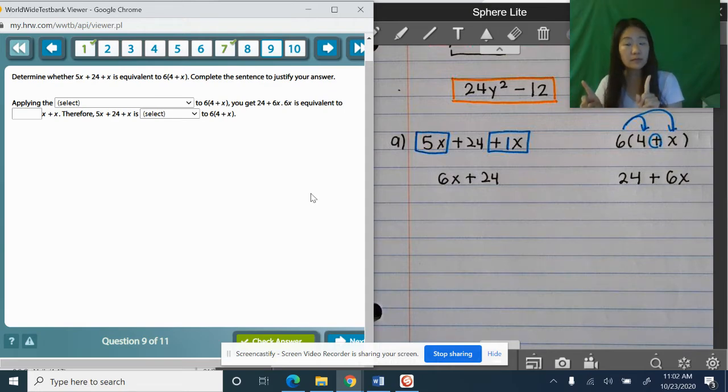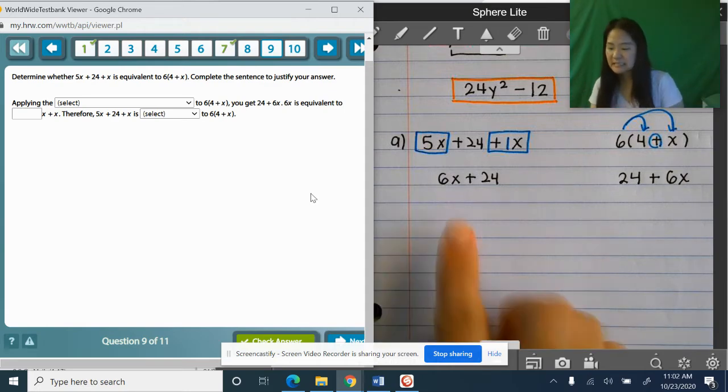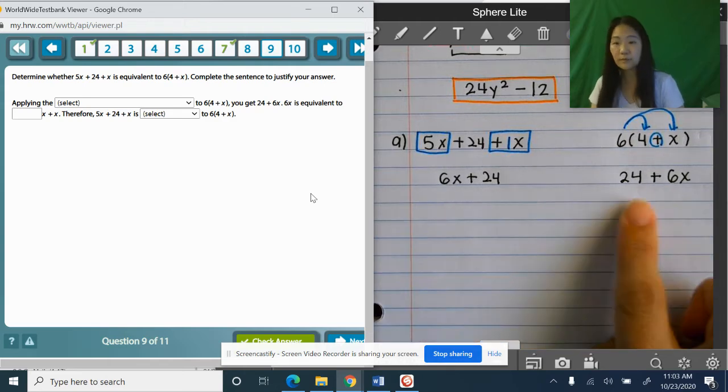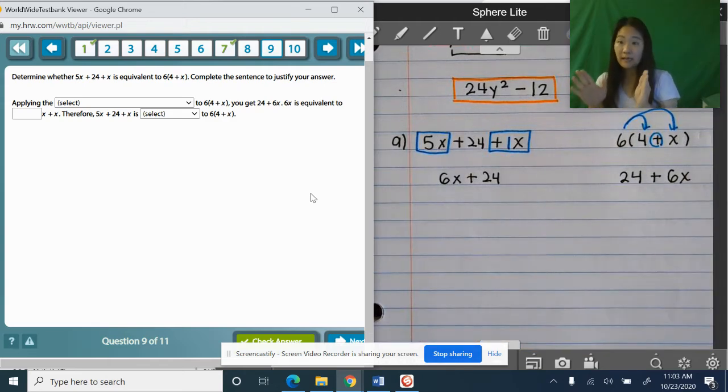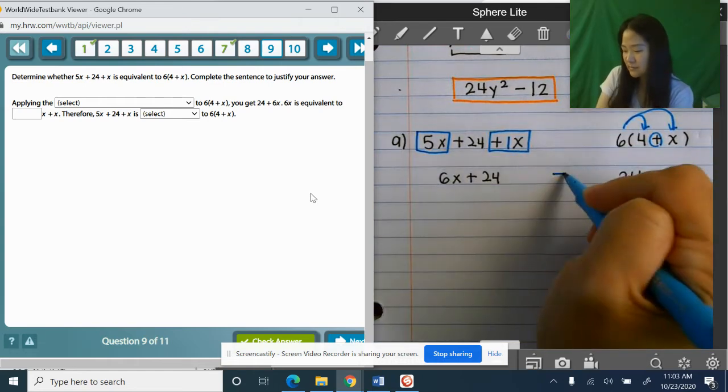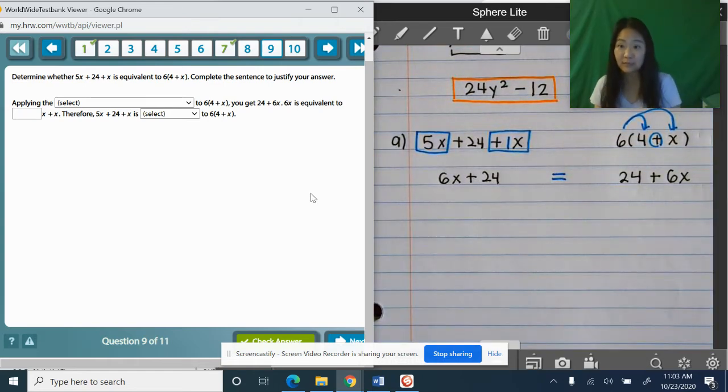The commutative property of addition says 6x plus 24 is the same as 24 plus 6x. When you have a sum of two numbers, you can switch the order and it doesn't change the answer. Kind of like 1 plus 2 is the same as 2 plus 1. So these are actually the same expressions. They are equal.